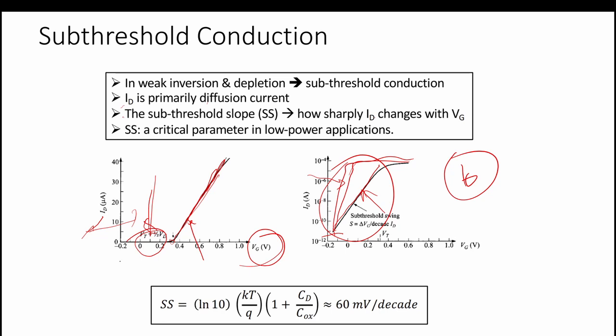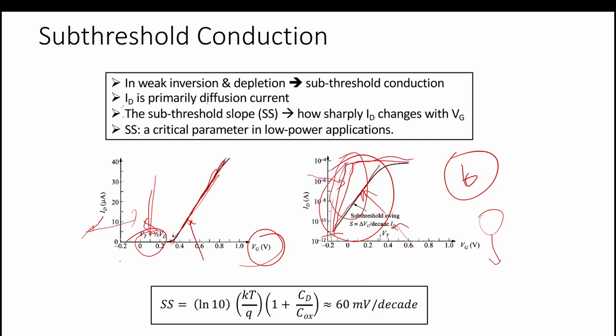We want this subthreshold swing to be minimum. How much voltage is required to change the current in the device by 1 decade? We need very little voltage, the least possible voltage, to increase the current by a decade. So we want this to be sharper and sharper.